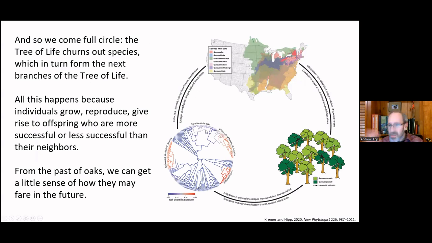The tree of life churns out species. These in turn form the next branches of the tree of life. Species interact in communities as individuals, and those selective or evolutionary processes in those forests produce the species that we know today.